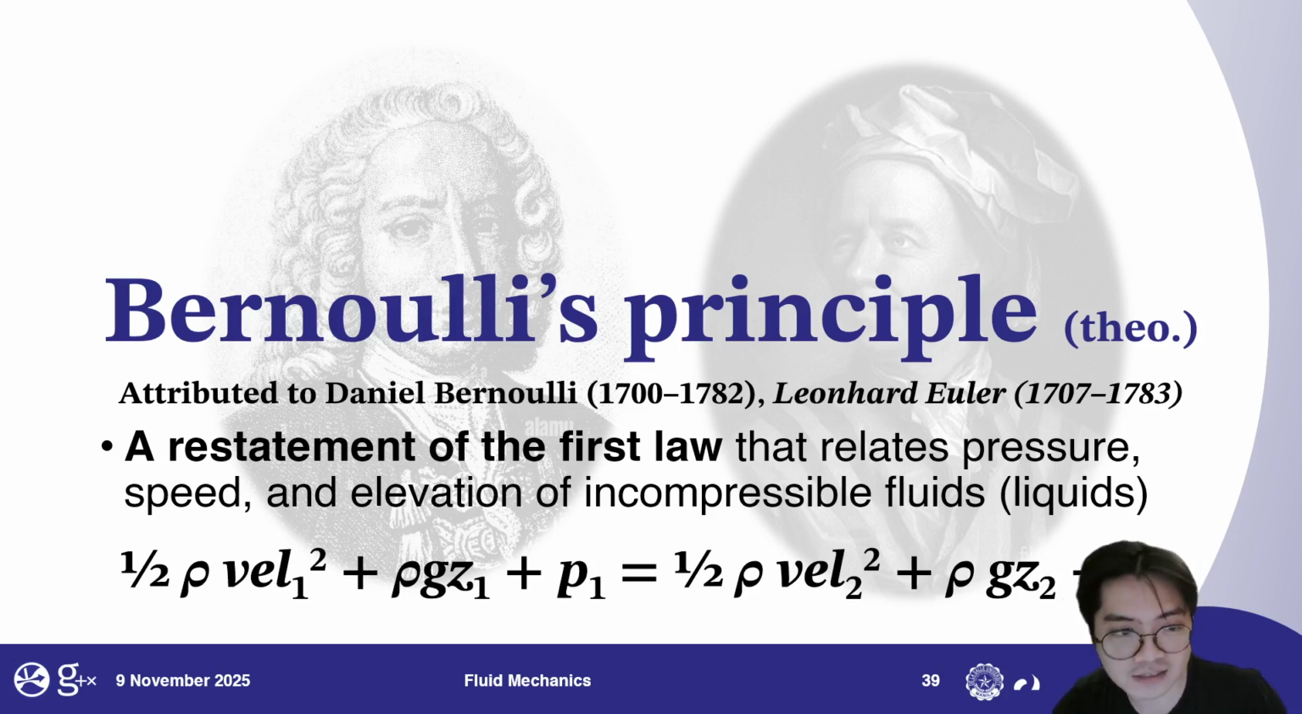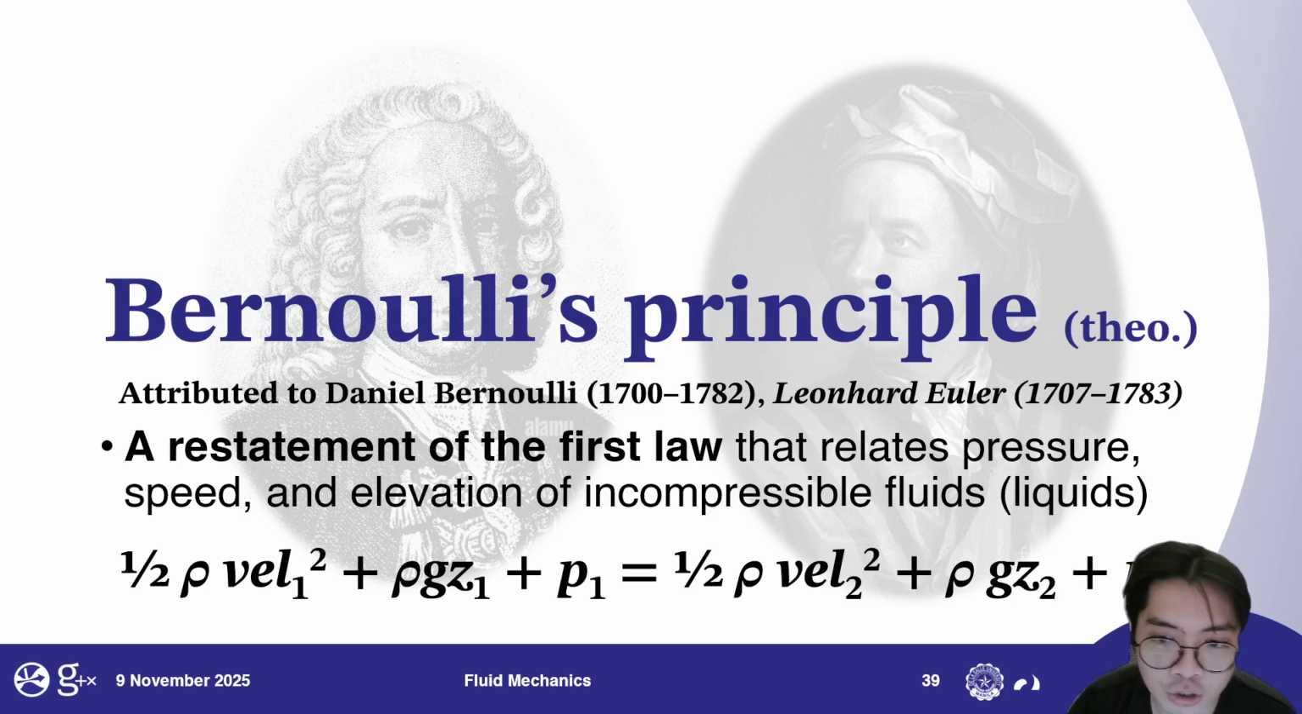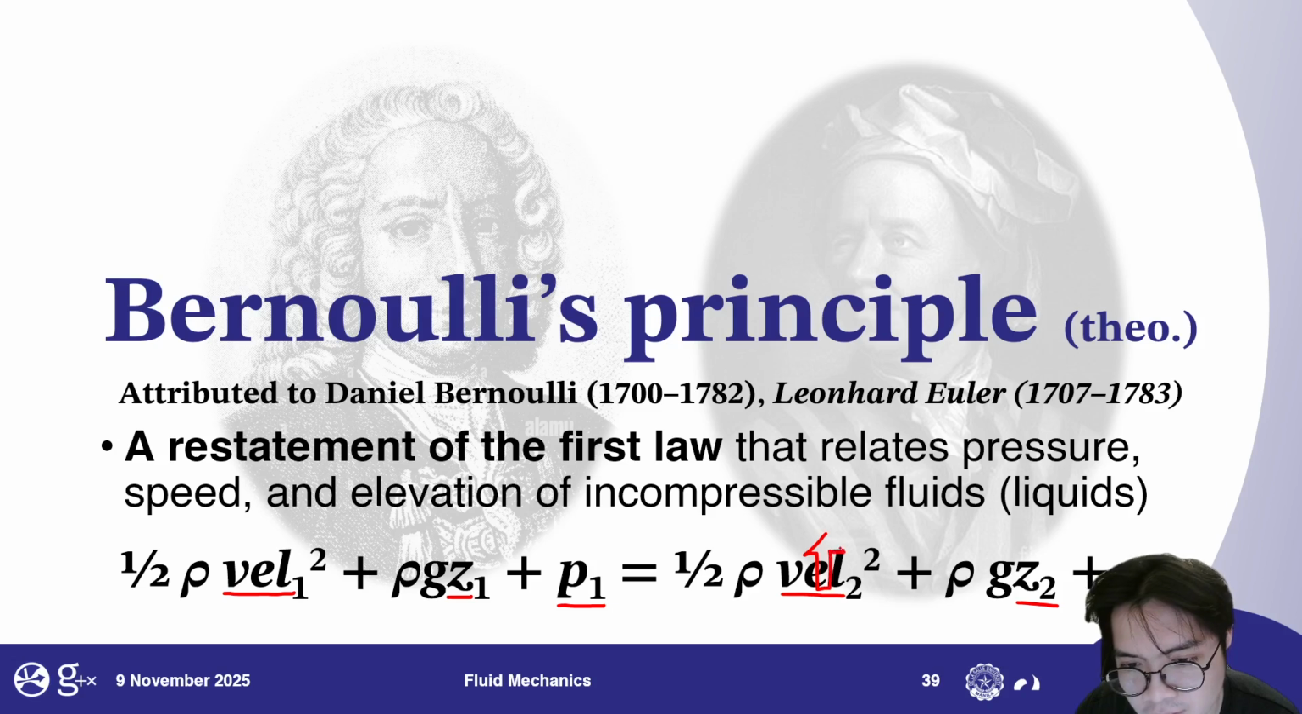This basically says that your speed, your elevation, and your pressure are all related. If something is going to go up, something else must go down. Say, for example, your velocity increases, because 1/2 rho v squared plus rho g z plus P is constant. Something else must go down. Maybe the elevation will go down.